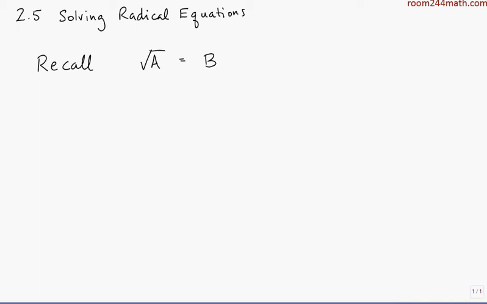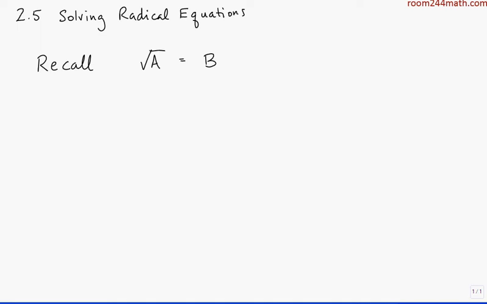Solving radical equations in many ways is like solving any other equation that you've encountered before, except that there's one big difference, and we're going to introduce the concept of extraneous roots, which we haven't really seen before.